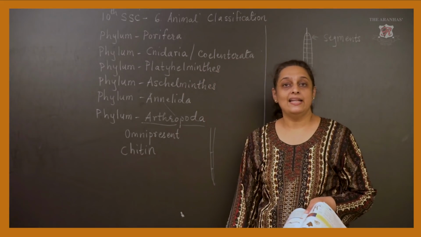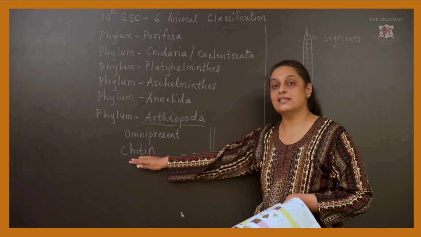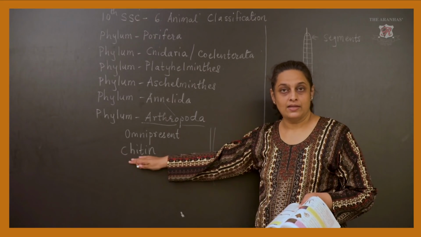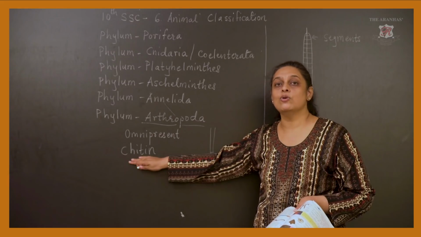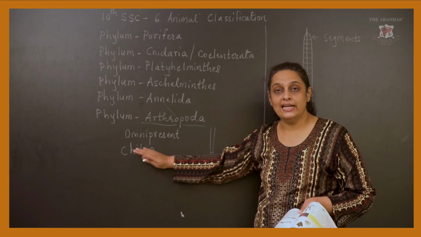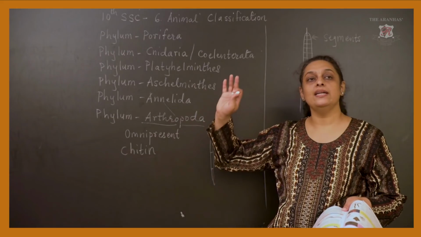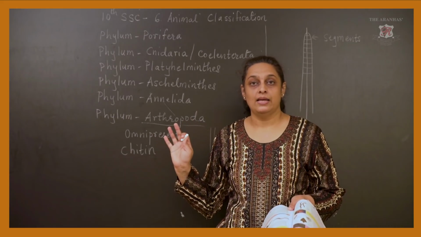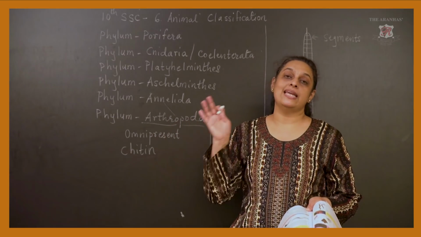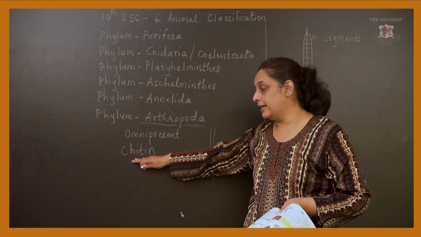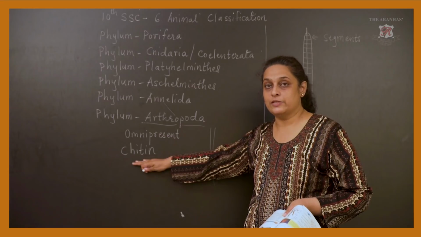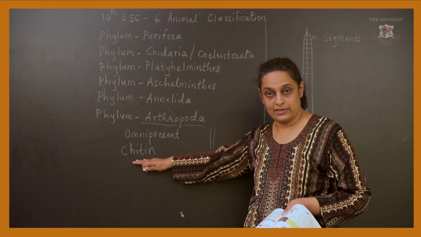So chitinous external structure, and it is called chitinous exoskeleton. Skeleton is supporting material, but if supporting material is external, it is exoskeleton. So chitinous exoskeleton is present in these animals.